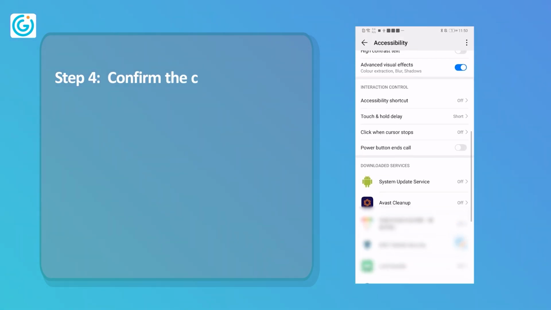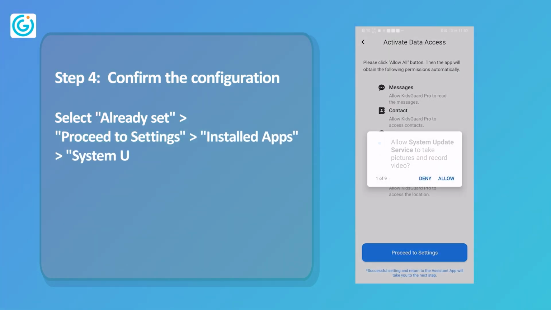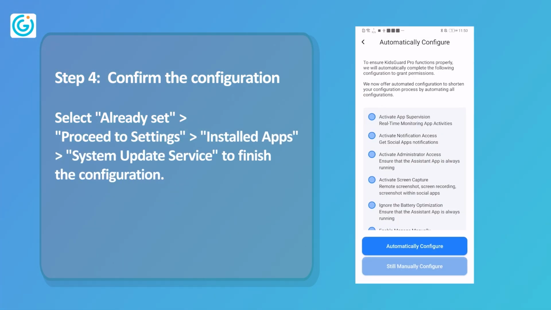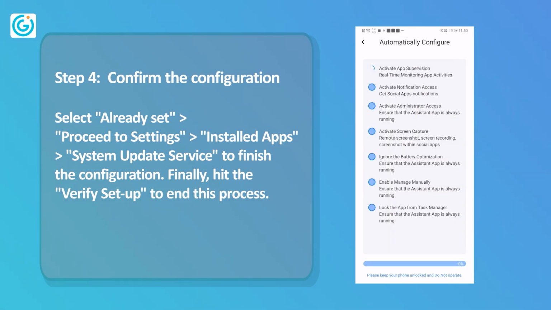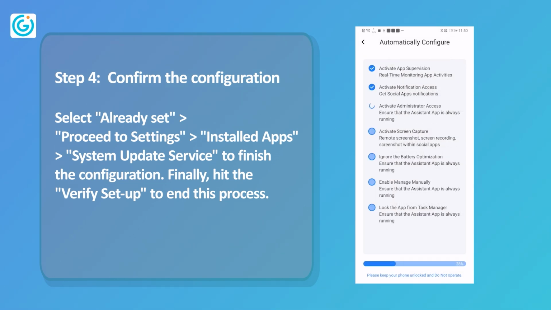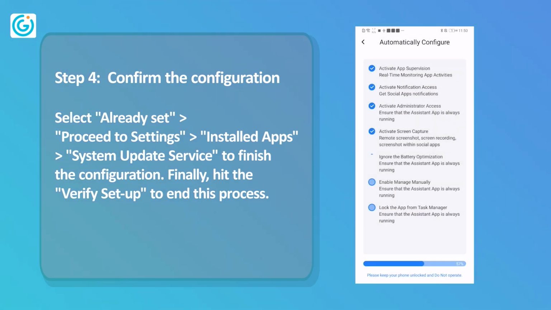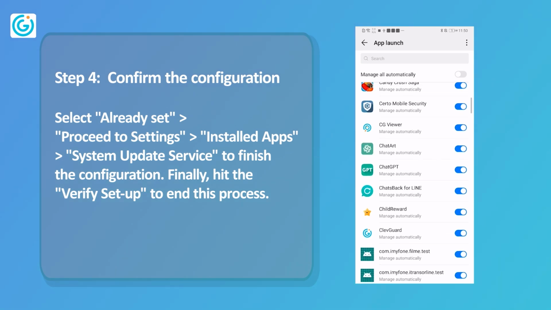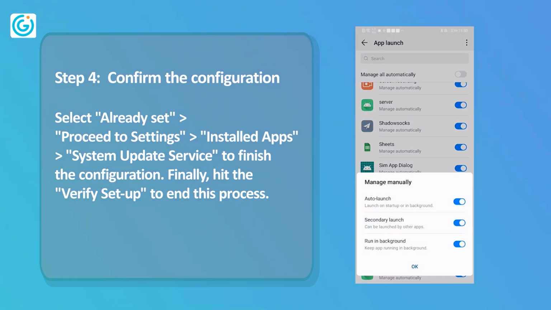Step 4. Confirm the configuration. Return to the Assistant app and tap Already Set to confirm the configuration. Then, select Proceed to Settings > and navigate to Downloaded Services > System Update Service to grant full control of the Samsung phone. After the setup is complete, the process will continue automatically. Tap Allow Usage Access to start the automatic configuration.